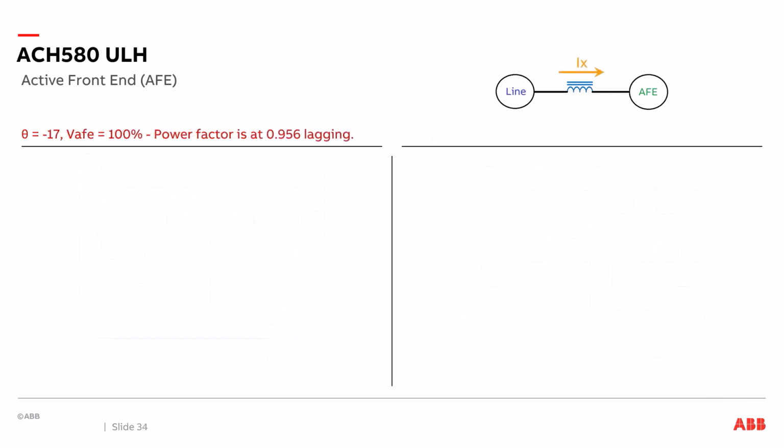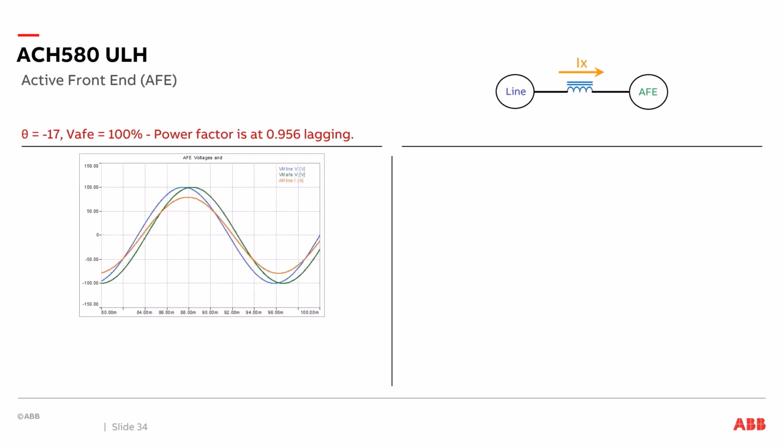Let's take a look at our active front end with a phase angle of negative 17 degrees. The voltage of the active front end is going to be 100%, and the power factor that we're going to result in will be 0.956 lagging. And now we're looking at our voltage for the active front end and the voltage for the line. The voltage for the line is in blue, and the voltage for the active front end is in green. A phase angle of negative 17 degrees shows the voltage of the active front end lagging the voltage of the line. The current result is going to be shown as a lagging current.